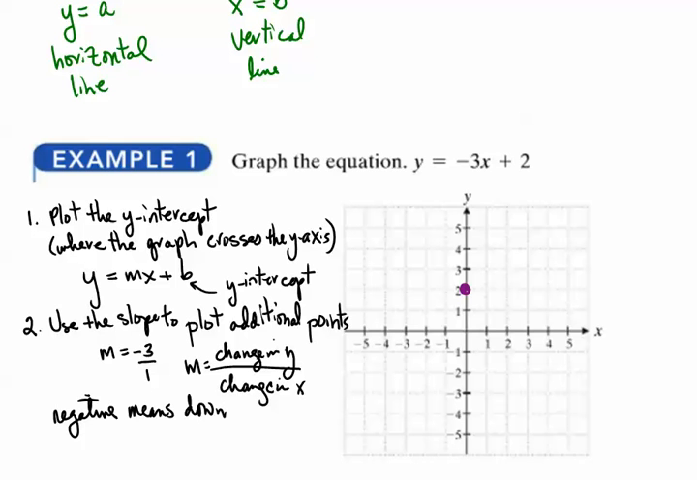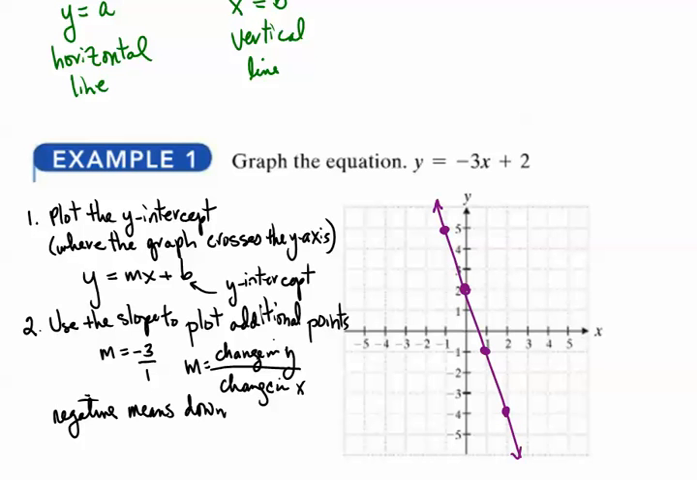So the way we're going to do this is we're going to go down 3 steps and right 1. So a slope of -3 means from the first point that we plot, we're going to move down 3, right 1. We're always moving from left to right, down 3, right 1. Now at a certain point we run out of space, so we can also go in exactly the opposite direction, which would be up 3, left 1. And there you can see what this line is going to look like.